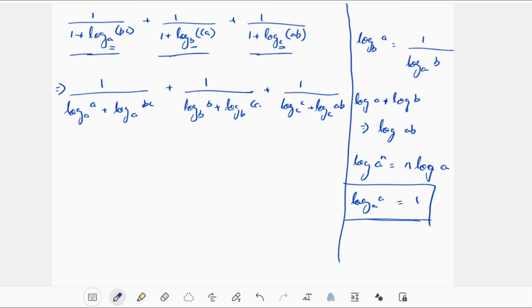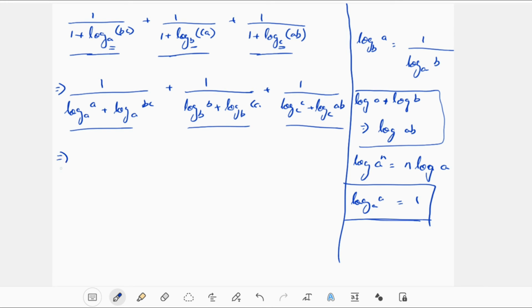Now if we look at the denominators, we have two log values, and both of them have the same base. In each of the terms, we have two log values, but both of them have the same base. I can apply the second property that we have seen here on the right hand side. When I'm adding logs, I can simply multiply the numbers and take log of the whole product. This can happen if the base is the same.